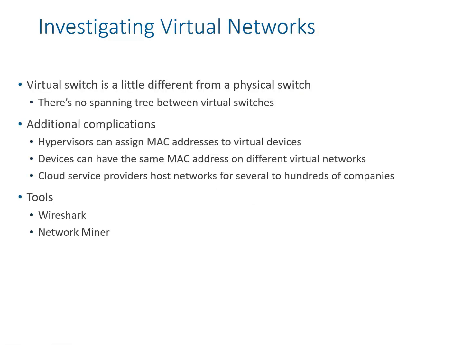Investigation of a virtual network is totally different from a physical network because we don't have a spanning tree between the virtual switches. That means that in a network, for example, if you are setting up a virtual switch on your hypervisor, it could be a type 1 or type 2, but take for example a type 1 hypervisor. You're setting up your own network. It has different computers with their own IP addresses and virtual switches and everything.